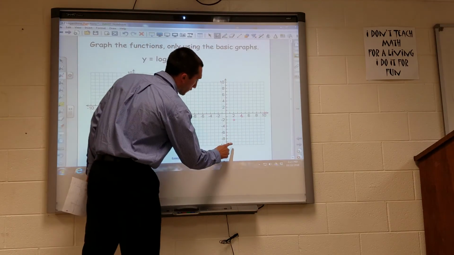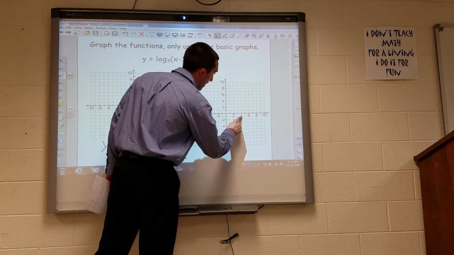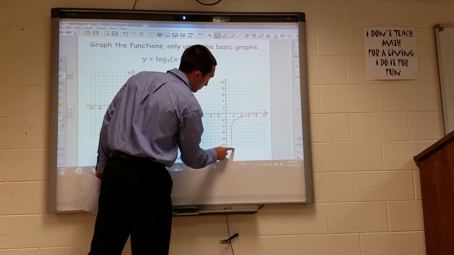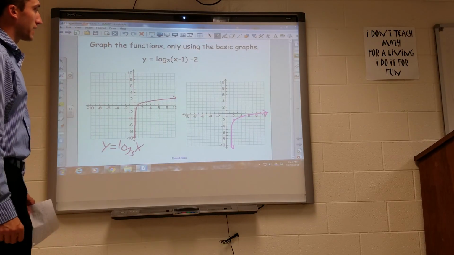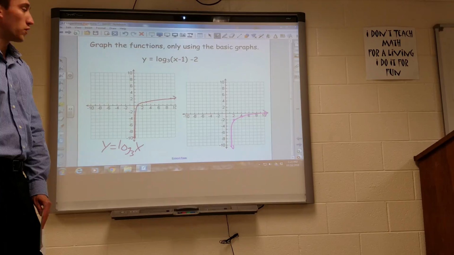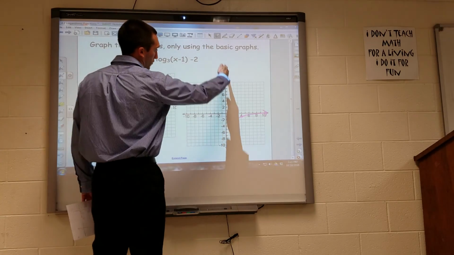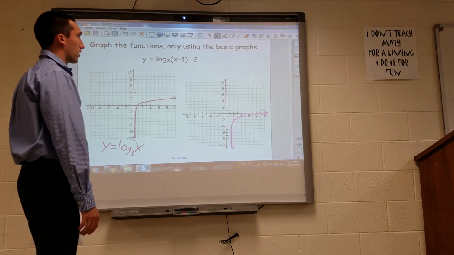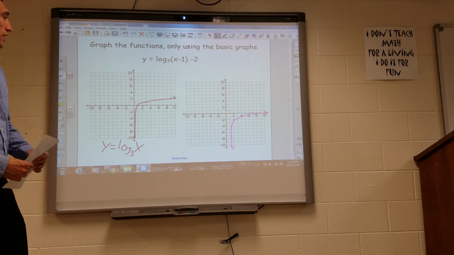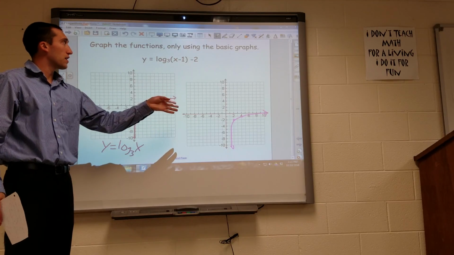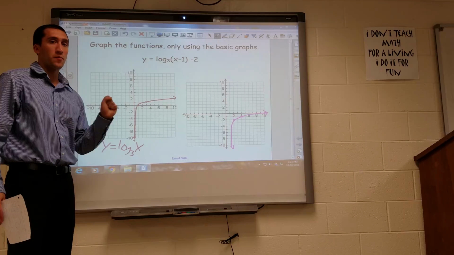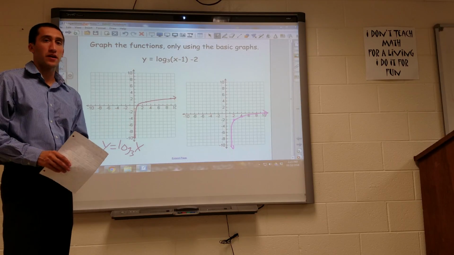And then my vertical asymptote is now going to be the line x equals 1. So we have a vertical asymptote here, this line never crossing 1. Okay, so now you should be able to do the example problems that accompany this on the PowerPoint, and we'll talk about it in class tomorrow.